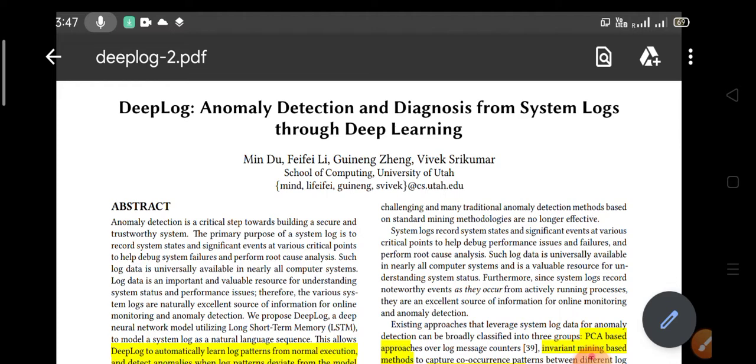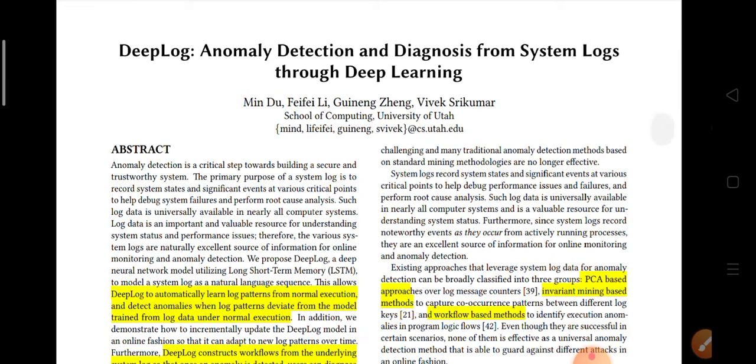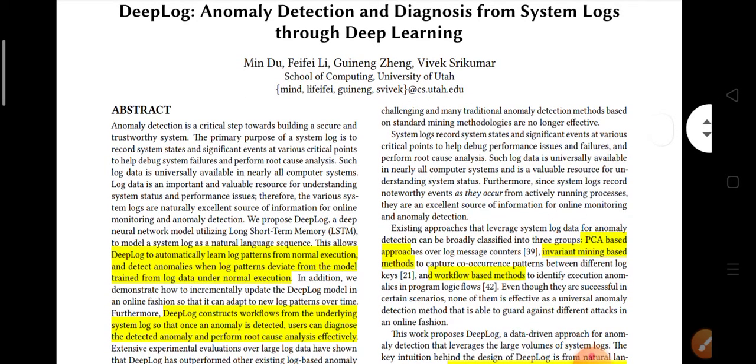Nowadays, system logs are available in huge volumes. So deep learning is coming into place, processing the raw text data and detecting any type of anomalies from the streaming of live data. For that they are using deep learning. That paper is titled DeepLog.